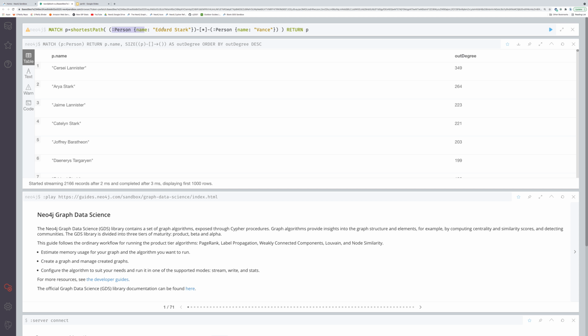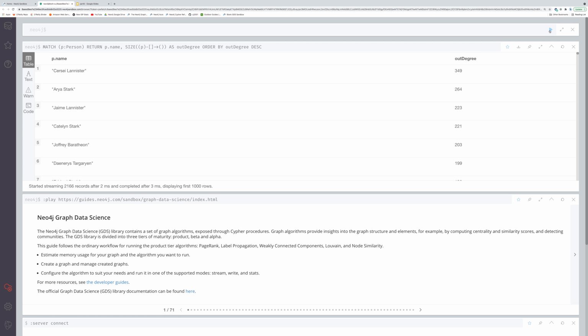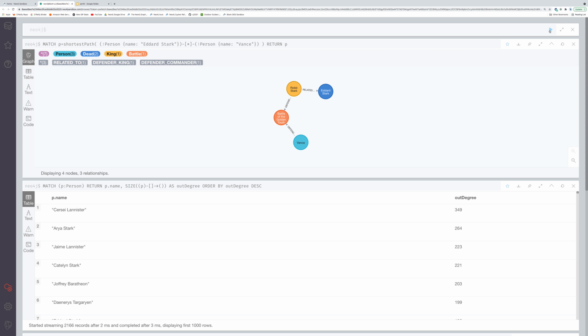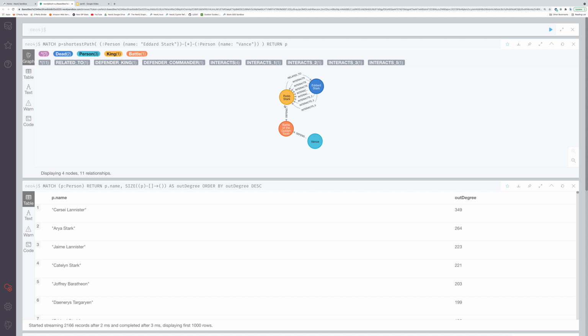In this case, I am specifying my node to be a person named Eddard Stark going to some other person through whatever relationship named Vance. I don't actually know who Vance is, but seemed like he wouldn't be immediately related to Eddard Stark. And I can see here that it takes a few hops to get there. So for instance, I can see Eddard Stark has interactions with Robb Stark, who was the defending king at the Battle of the Golden Tooth, and Vance here was the defending commander at that battle.